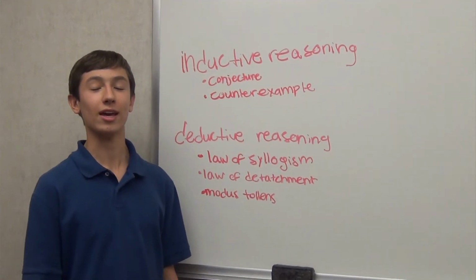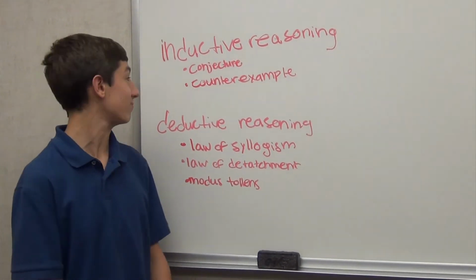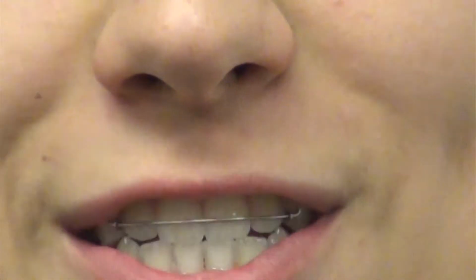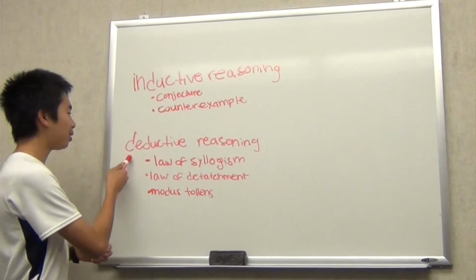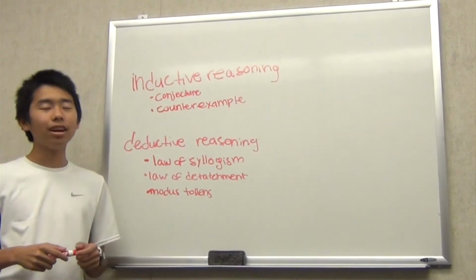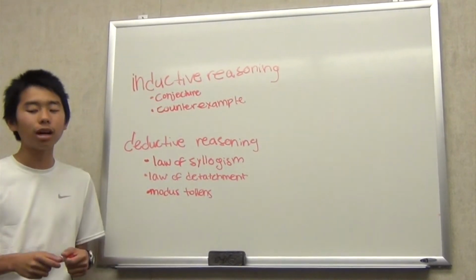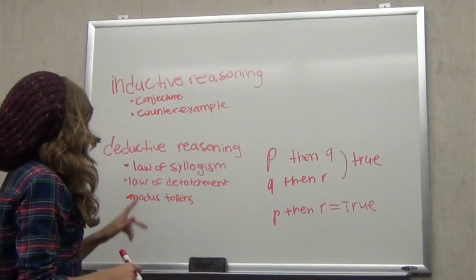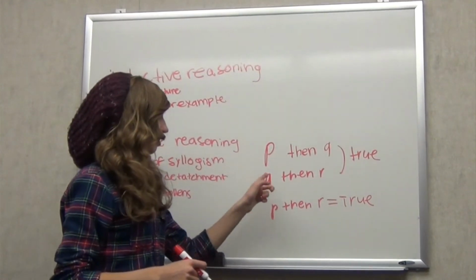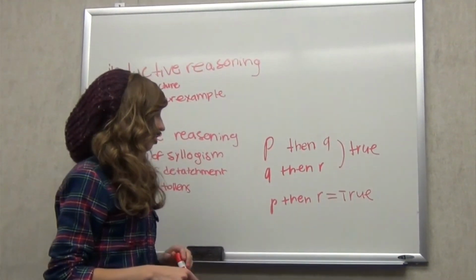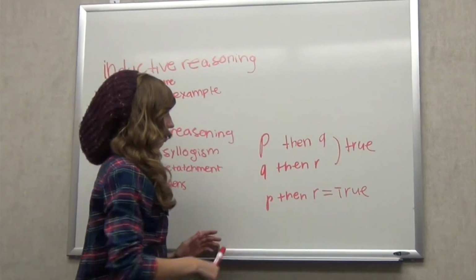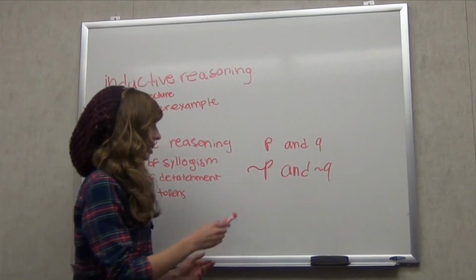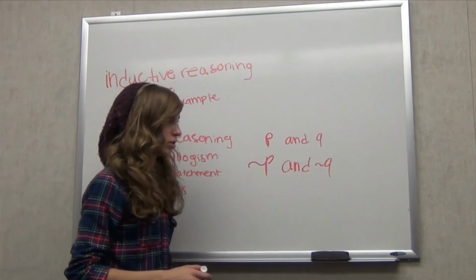We will now be explaining inductive and deductive reasoning. A conjecture is a conclusion reached from inductive reasoning. The counterexample is when the conclusion is false. Okay, deductive reasoning is using facts, rules, definitions, or properties to reach logical conclusions from given statements. The law of syllogism is if P then Q and Q then R are true, then P then R is also true. Modus tollens is negating P and Q in a conditional statement.